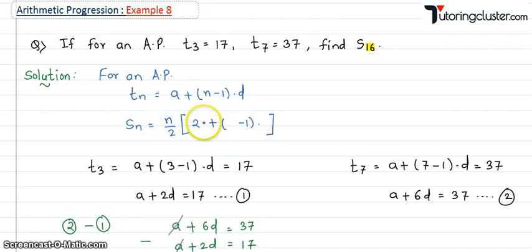n by 2 into 2a plus (n minus 1) into d. Right? Okay. So see, formulas are only two. Only how we are framing the question changes, all are different. But formulas remain the same: Tn and Sn.